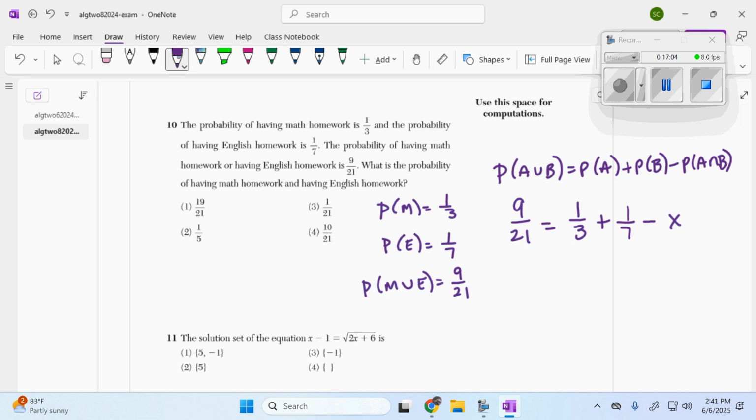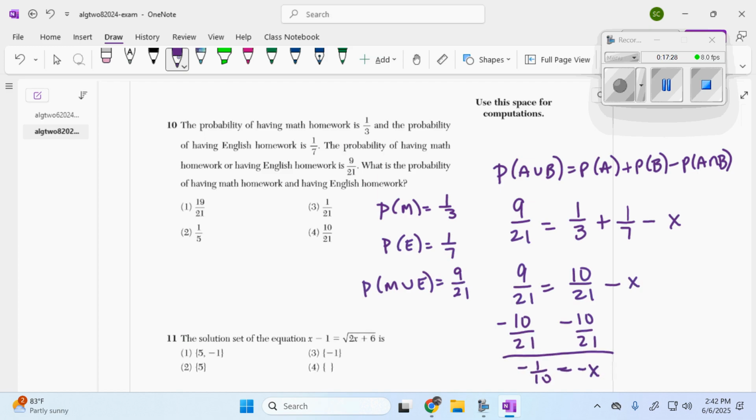If we add together 1/3 and 1/7, that becomes 10/21 minus x. You could just add it in your calculator and change it to a fraction. We then can subtract 10/21 from both sides. Again, you could do this subtraction in your calculator if you're not great with fractions. We get -1/21 is equal to -x, which means our answer should be 1/21.